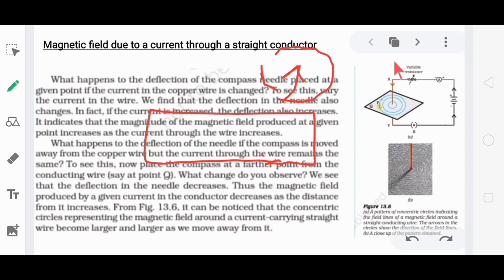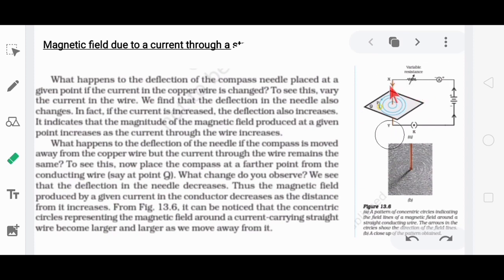For the demonstration of this, we have an activity. We have a cardboard and a circuit like this. A straight wire is given here, which is vertically straight, and this wire is connected in a circuit. When the circuit is closed, a current flows in the wire. The ends of the wire are represented by X and Y.